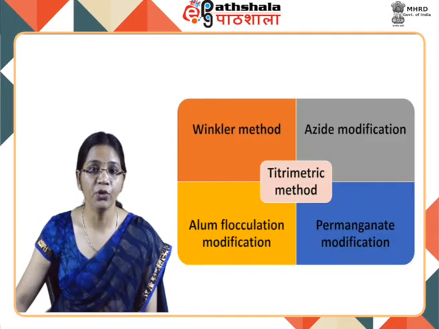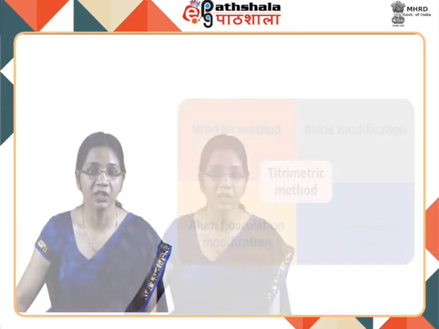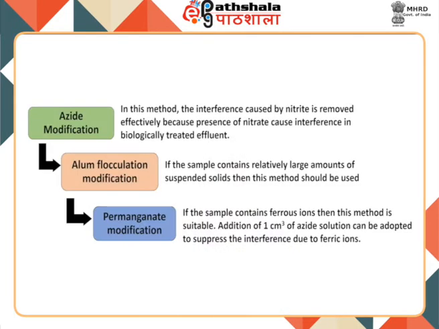It depends on the oxidizing property of dissolved oxygen. There are 4 different titrimetric methods based on the water sample which is to be tested. Number 1, Winkler method. Number 2, azide modification. Number 3, alum flocculation modification. And number 4, permanganate modification. However, in all of these methods, the basic principle remains the same. The choice of the method depends on the sample which is to be tested. Number 1, azide modification.